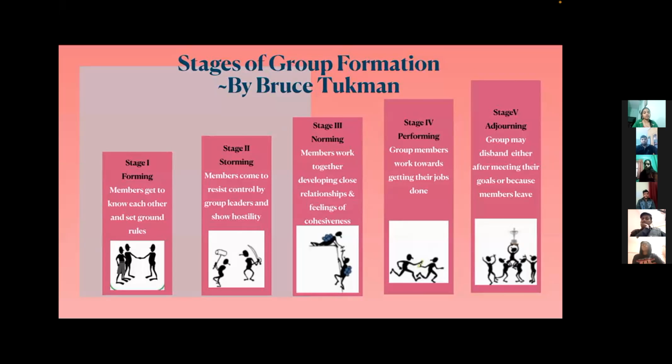The third stage is norming. Here a point comes in group formation where the group really begins to come together as a coordinated unit. Members' concerns include holding the group together, dealing with divergent views and criticisms. Here in this norming stage, the roles and responsibilities are clear.